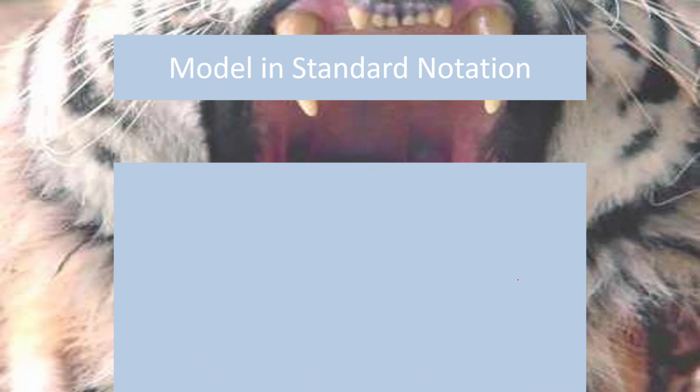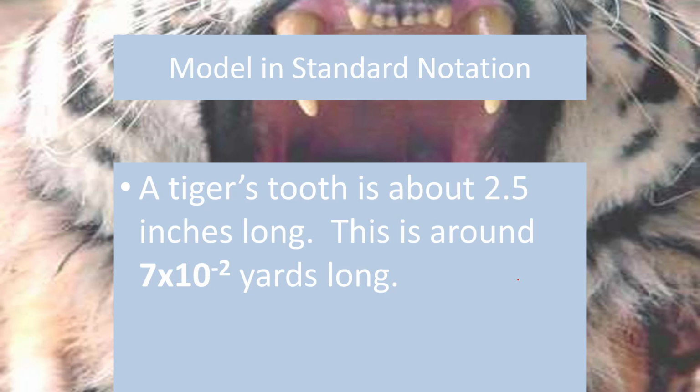Model in standard notation. A tiger's tooth is about 2.5 inches long. This is around 7 times 10 to the negative second yards long. I want you to convert the 7 times 10 to the negative second yards into standard notation. All right, so again, using our pattern process, I see I'm going to have 2 zeros and a 7 with a decimal between the 2 zeros. 0.07 yards.